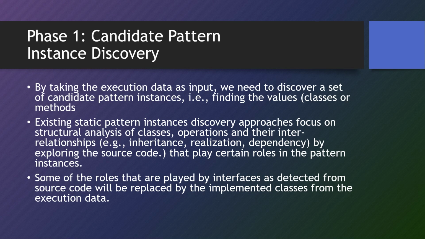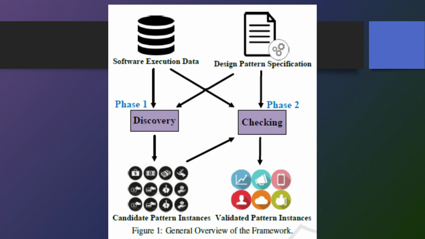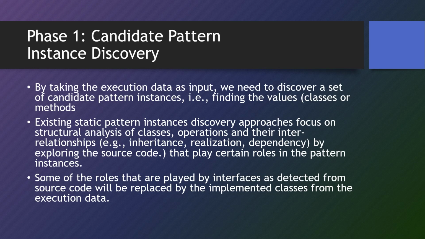Okay, the first one is candidate pattern instance discovery. By taking the execution data as input, we need to discover a set of candidate pattern instances, for example finding the roles, classes, or methods. Existing static pattern instance discovery approaches focus on structural analysis of classes, operations, and their interrelationships, for example inheritance, relation, and dependency, by exploring the source code that plays certain roles in the pattern instances. Some of the roles that are played by interfaces as detected from source code will be replaced by the implemented classes from the execution data.